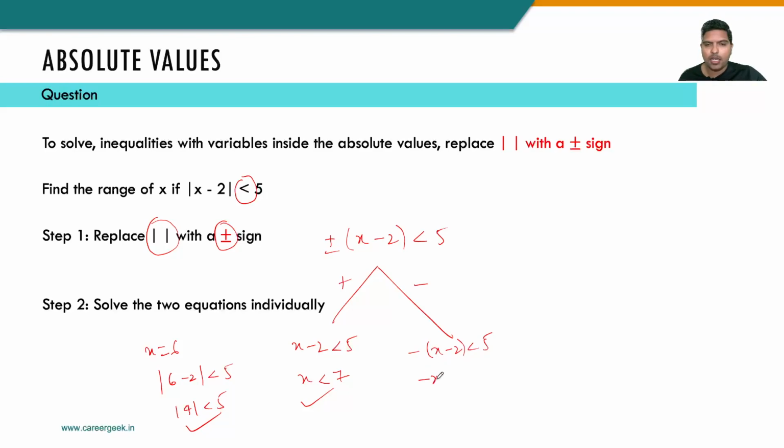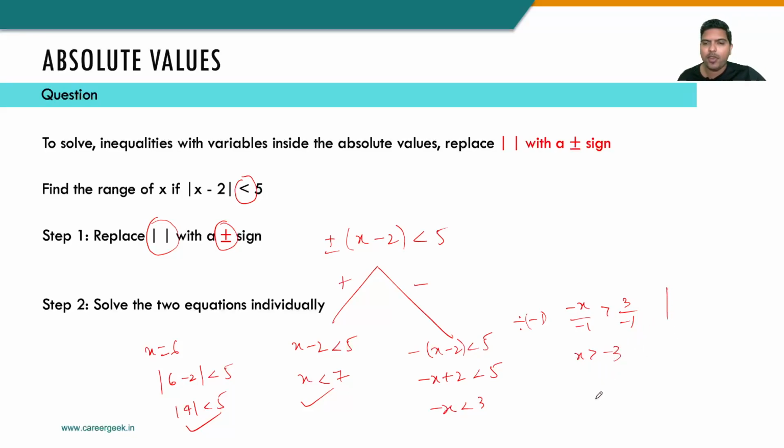For negative: negative x plus 2 is less than 5. Negative x is less than 3. Now I'll divide by negative 1. What happens when you divide an inequality by a negative? The inequality reverses. We have seen this. So x is greater than negative 3.